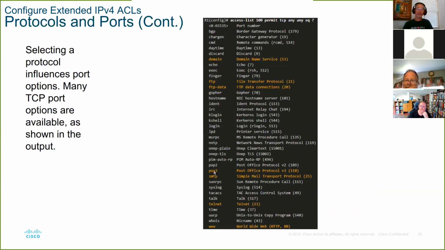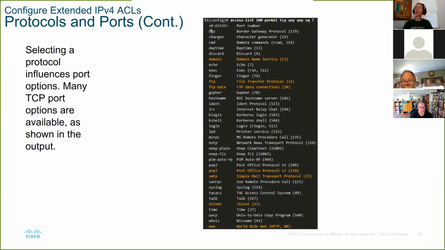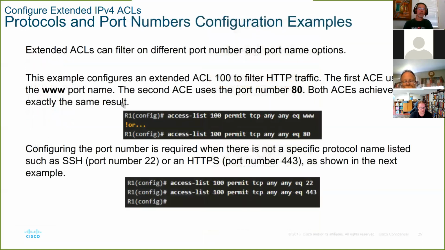FTP, POP3, yeah, it's still used by a few. SMTP, Telnet. SSH is port 22, but SSH doesn't have a name in this list, I can't type ssh. So anything that's not in this list is required to use the port number. That's it. So 443 for HTTPS, 22 for SSH.